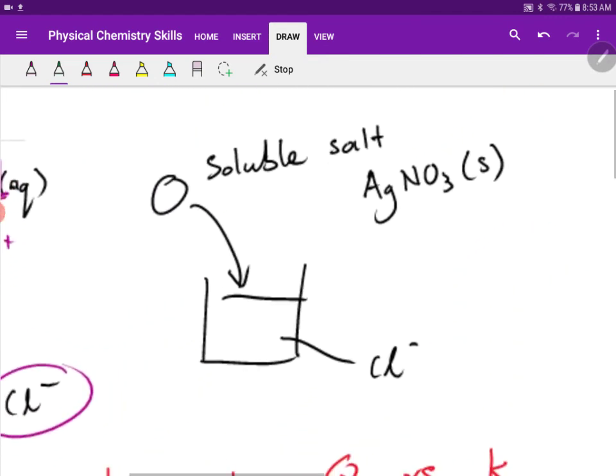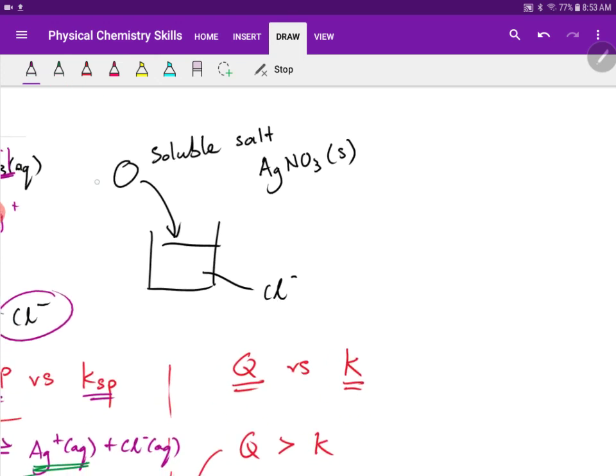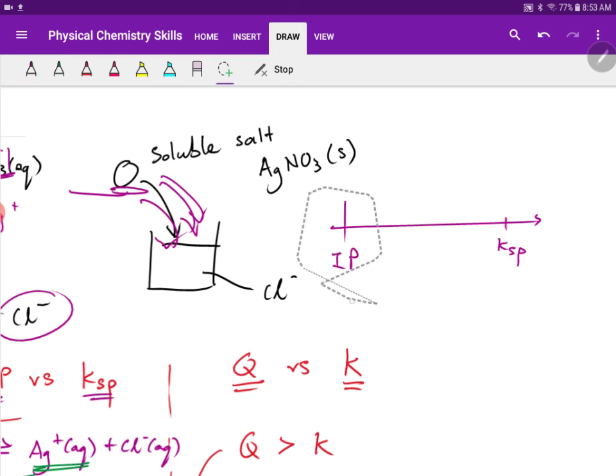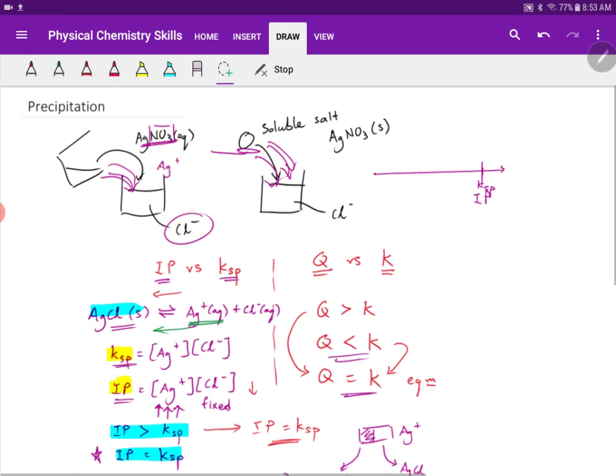Then another way to look at it is where we take a spatula with some soluble salt, and we keep adding bit by bit by bit. So let's say this is the KSP value. The IP will constantly shift until this point, where it's larger than KSP, it overshoots the point, and some PPT will start coming out, and then it will start to decrease again until it reaches IP equal to KSP, which is at equilibrium.